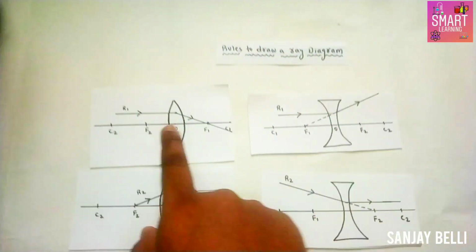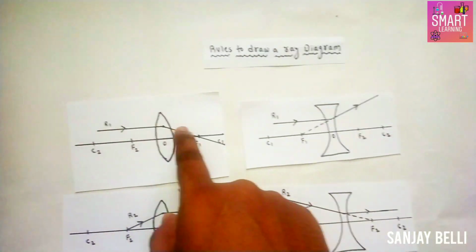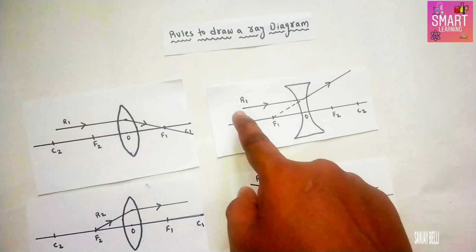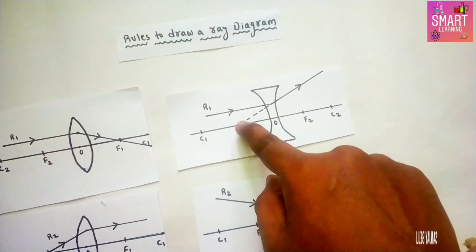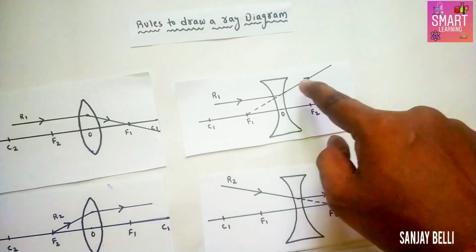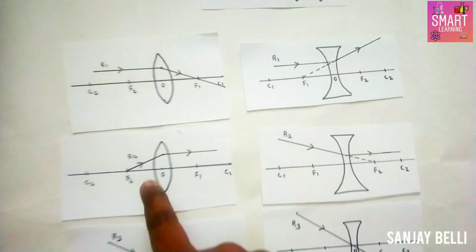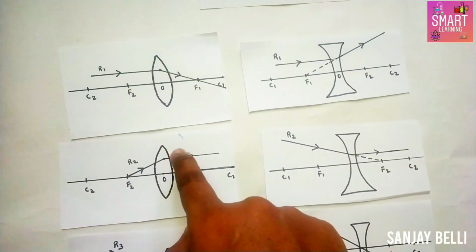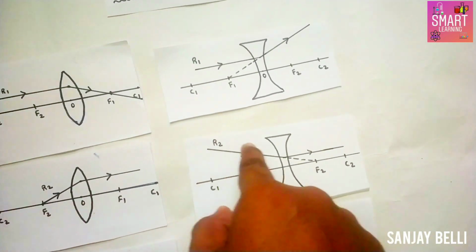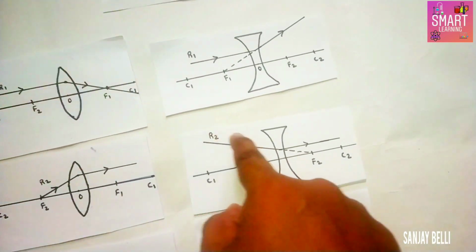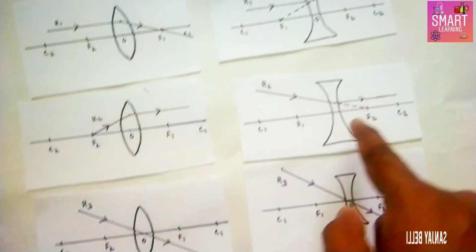Okay, so just see: parallel to the principal axis, it passes through the focal point. Here also see the light ray parallel to the principal axis. See here the dotted lines. The refracted ray appears to be coming from the focal point. Here you see it passes through the focal point, parallel to the principal axis. Here also see the light ray to be incident on the focal point straight up, and parallel to the principal axis.